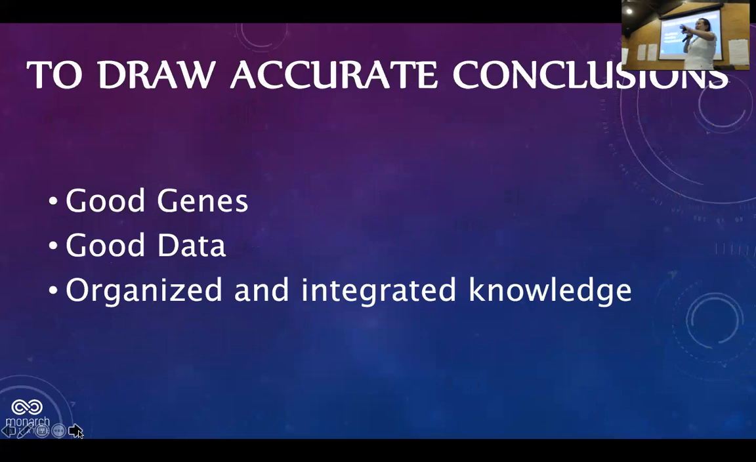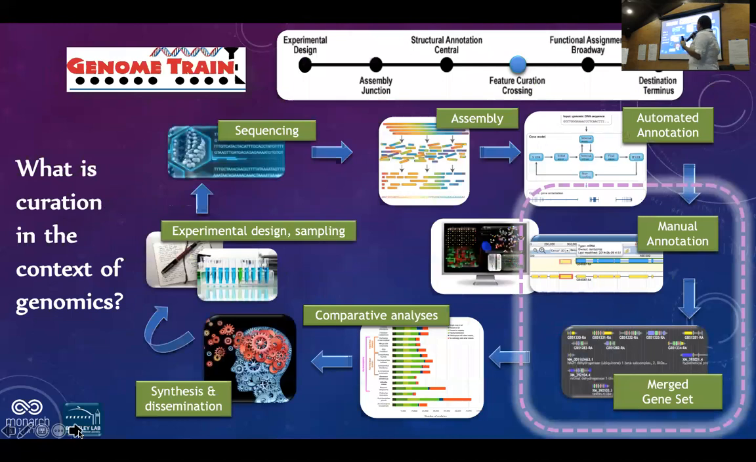So in order for us to look into these questions and to draw accurate conclusions, I resumed all of this in 3 things. We need good genes, we need good data, and we need to organize our knowledge. I'll walk you through the good genes part first. This concept of curation is much like a curator at the laboratory, looking into published literature, looking into the material, and different avenues of informing a decision. You are doing the same with your genes.